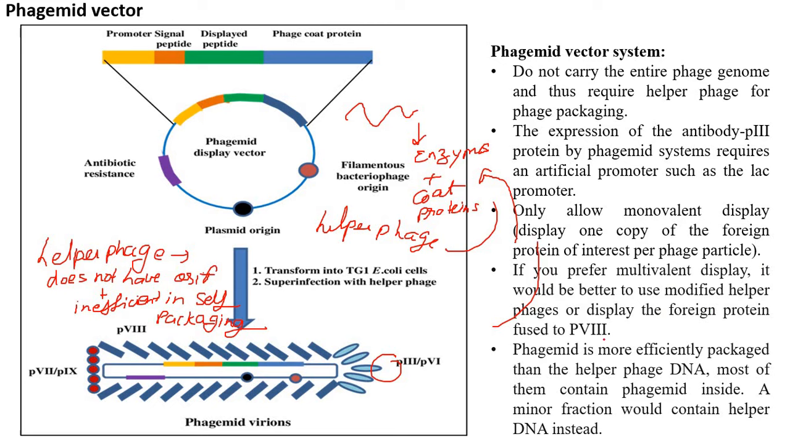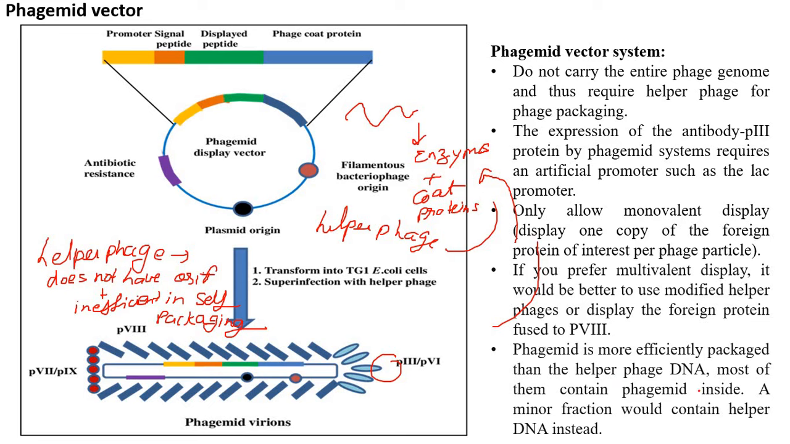So two coat proteins are important in this phage virus. One is the P3 and another is the P8. If you are using the Phagemid vector and you want the multivalent display, meaning multiple copies of the same protein, then you can fuse your target gene with the P8 protein or the P8 gene, or you can modify the helper phage.